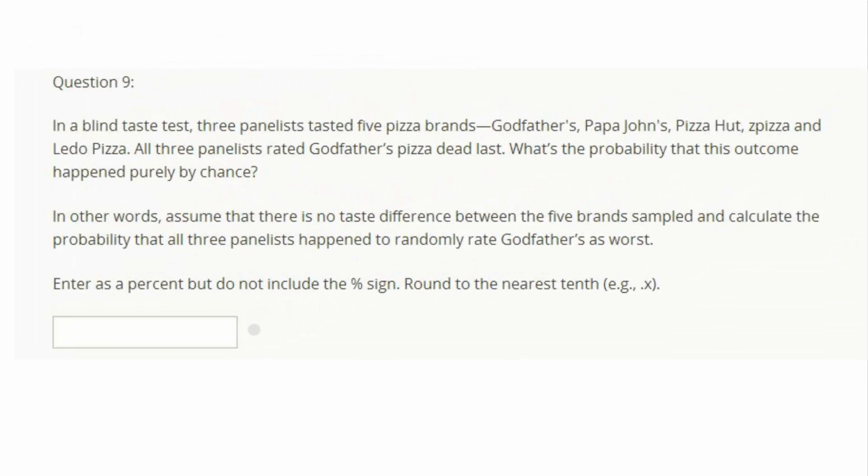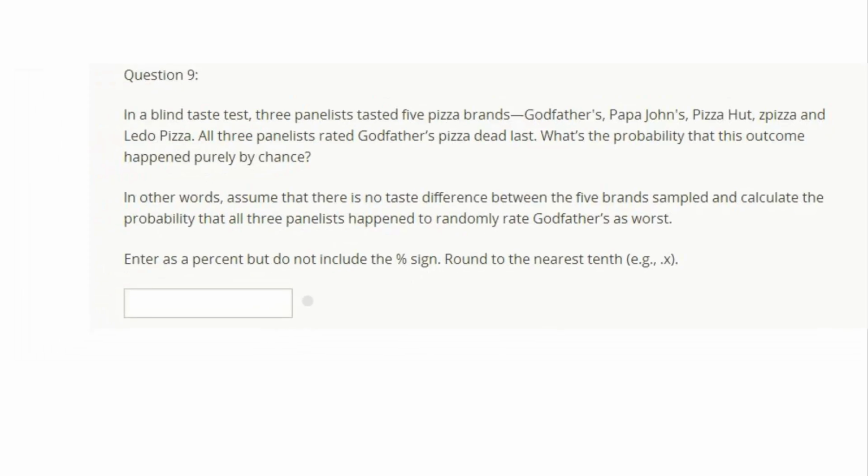The fourth question is asking about probabilities again. So in a blind taste test, there are 3 panelists that taste 5 different pizza brands, okay? It's not important what brands they are. Let's just say it's a brand A, B, C, D, E. What's the probability that all 3 panelists rate one of these last? Let's say E. So what's the probability that all panelists rate E last purely by chance?